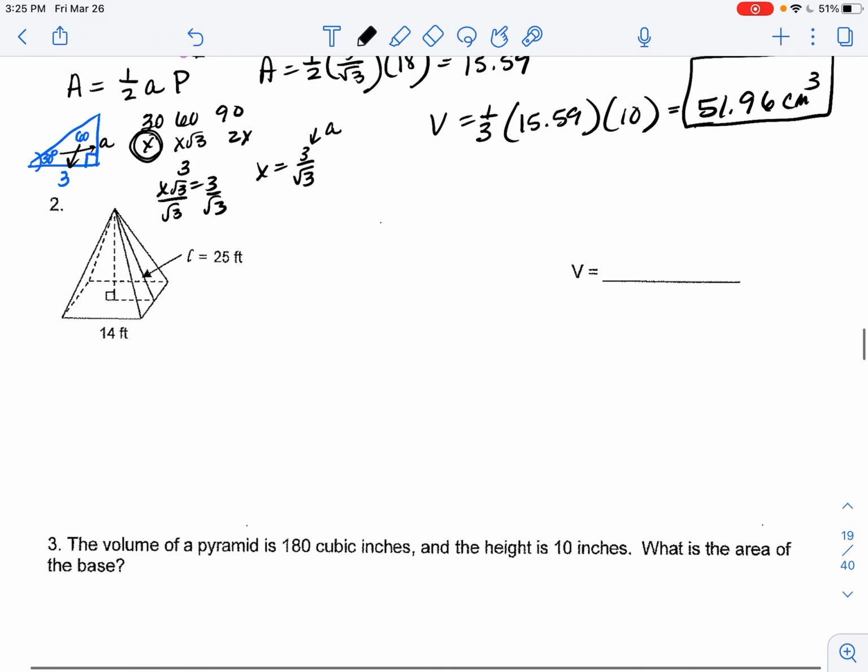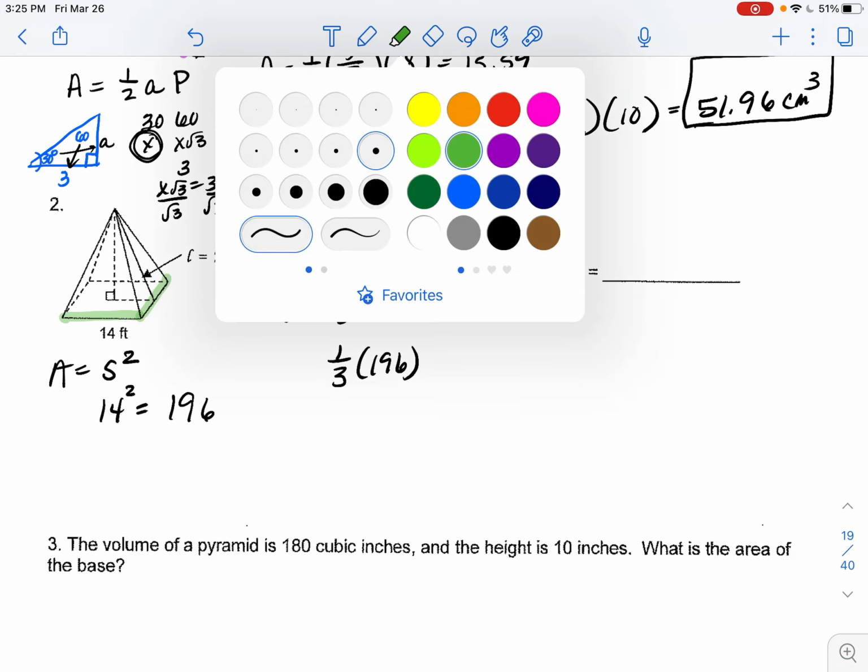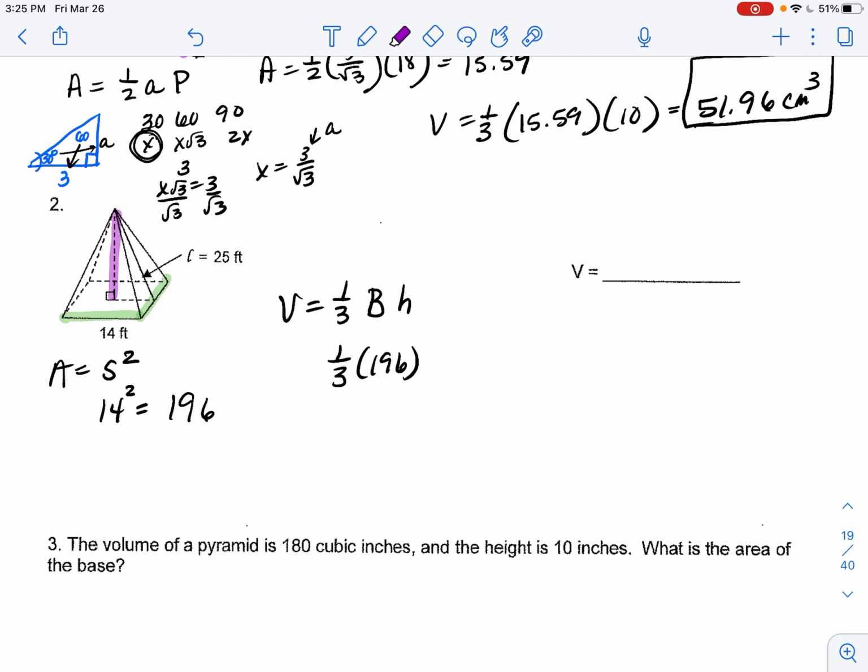Let's take a look at another pyramid. This one, the base is a square, so that's nice. This is just area is side squared, so it's 14 squared, and 14 squared is 196. Volume is 1/3 the area of the base times the height. So 196, and we can see we don't have our height. We're going to have to calculate that.